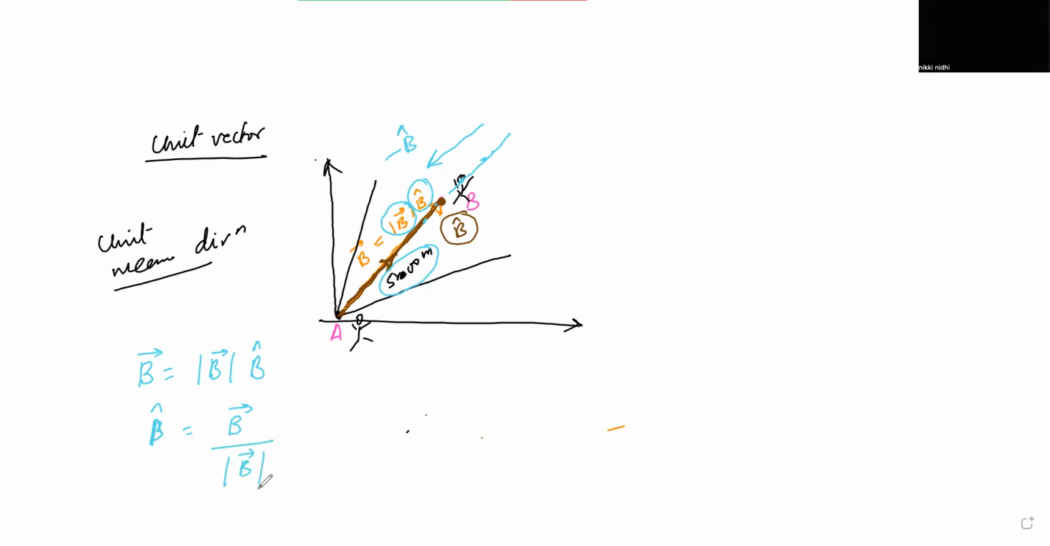Any problem, guys? Understood this? Yes. Ria, is this clear now? Satvik, clear? No problem. Unit vector ki kahani is clear? Yes, sir. So clear. Okay.